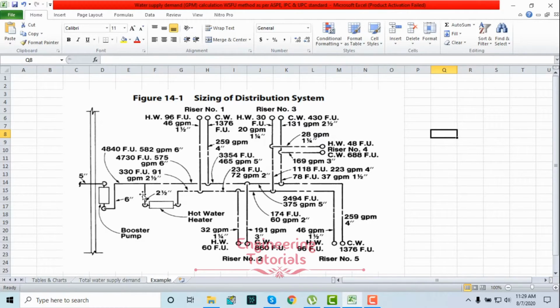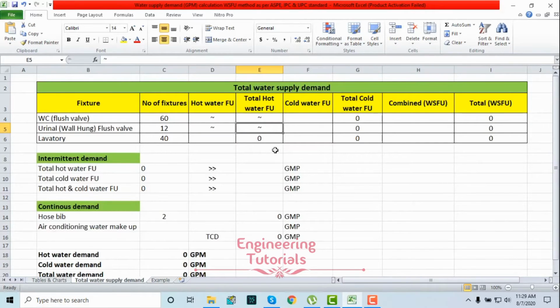And we are going to do the pipe sizing for the main service lines, and we are going to do it for water supply distribution piping, and we're going to go for risers also. So let's move back to our main topic.